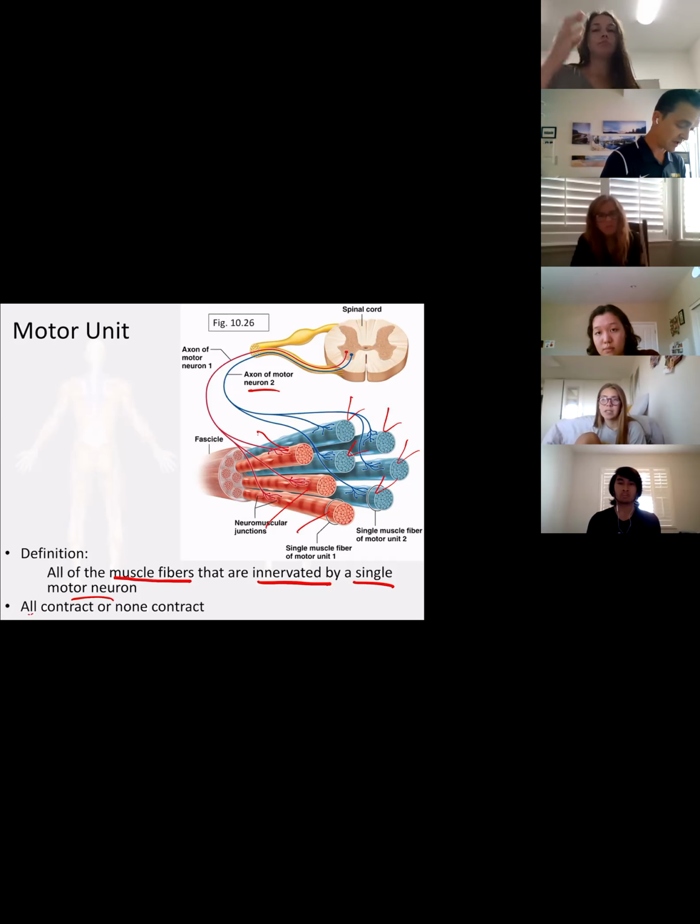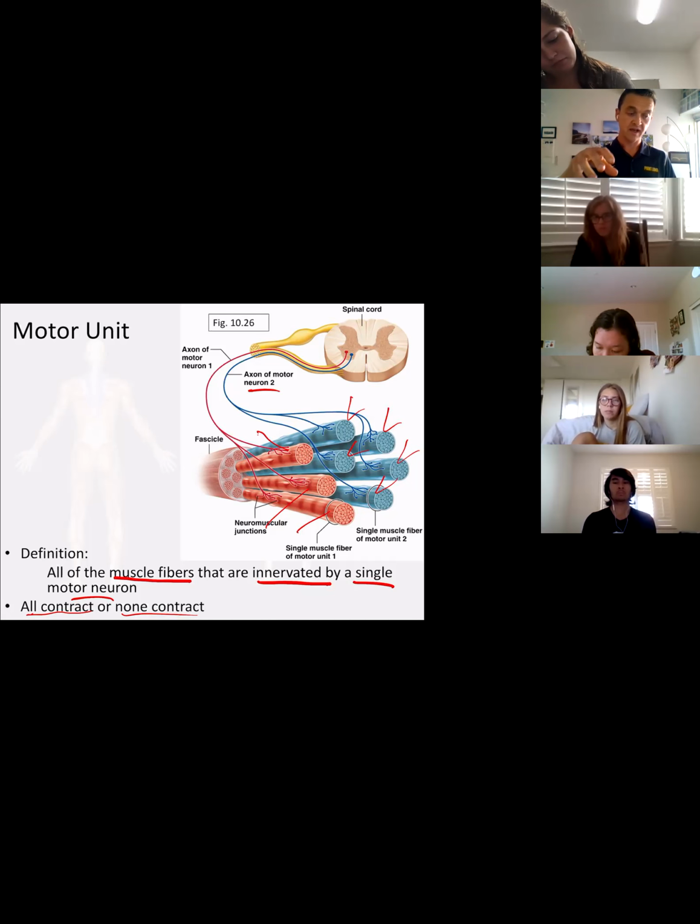And that's what this means, all contract or none contract, okay? And that's in a motor unit. So we can't just send a signal down motor neuron number 2 there and have 2 of the blue ones contract and the other blue ones not. That's not how it works. All the blue ones contract at once, and that's just one of the properties of a motor unit.